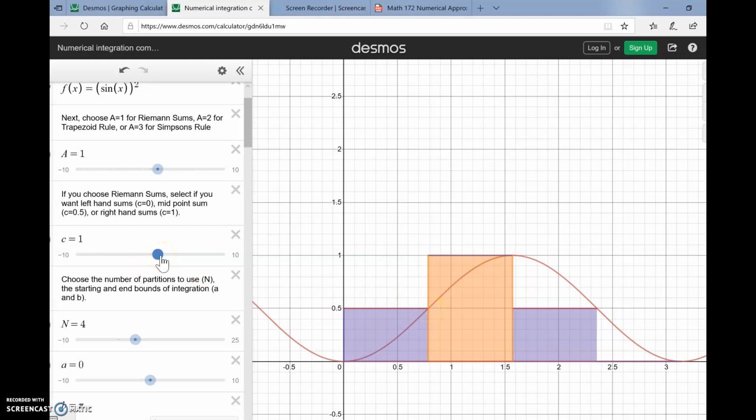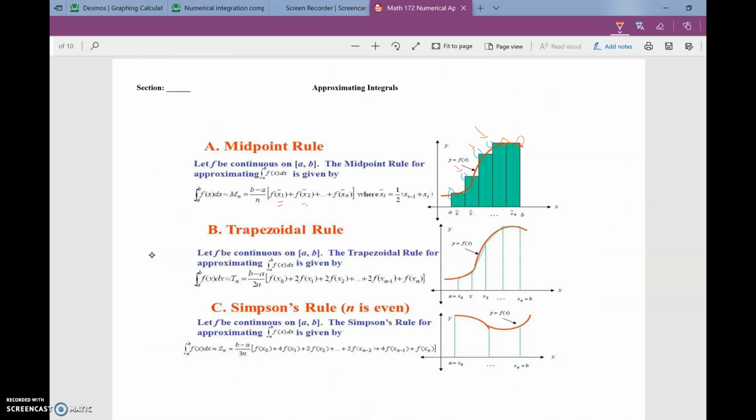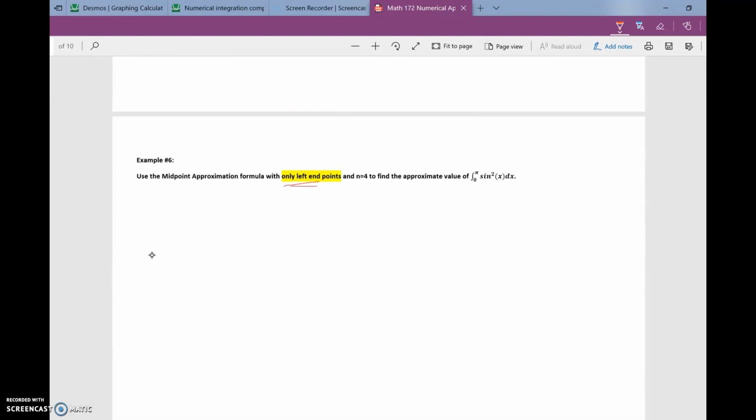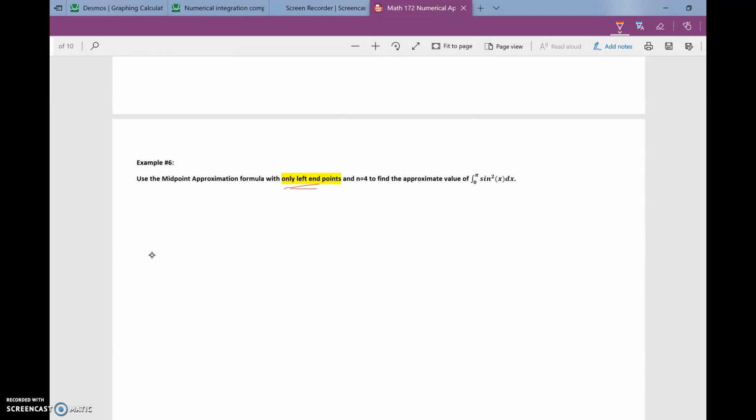So in this case, we're going to be using the 0, because they want, let me double check, they want on this one left endpoints. So it's a variation of the formula. Let's take a look, and then we're just going to do the adjustment.